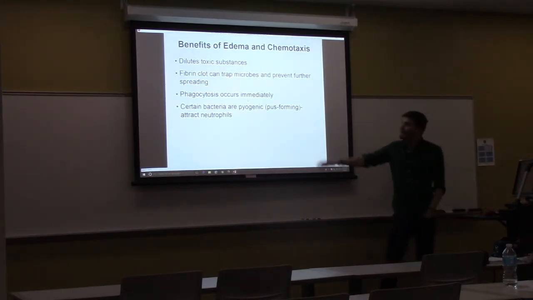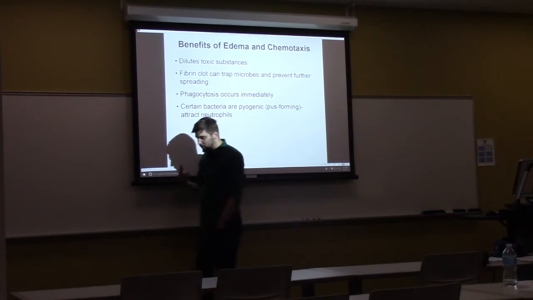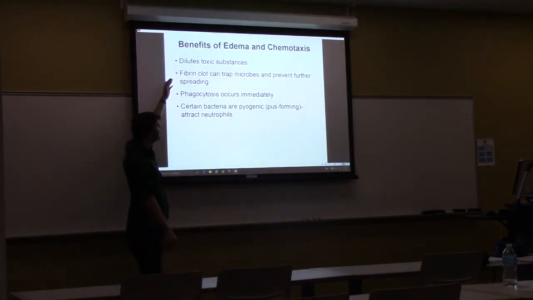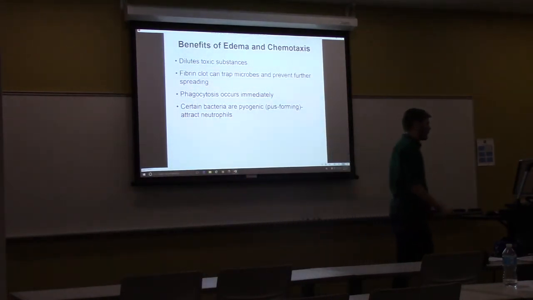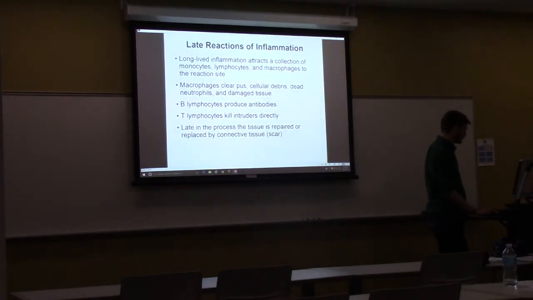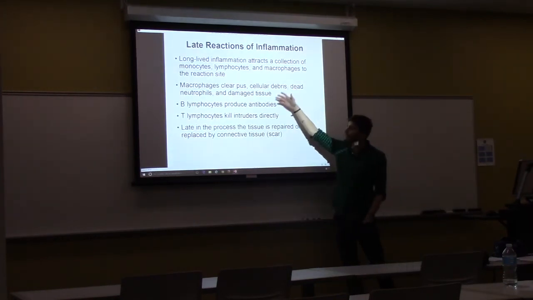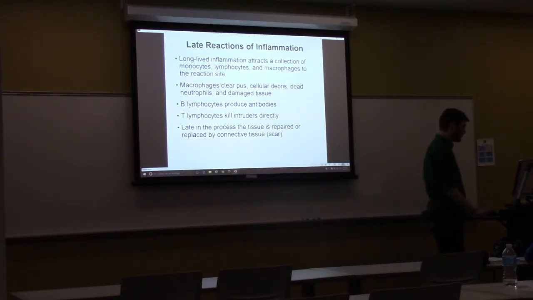So, having this inflammation and edema allows for the attraction of immune cells to the area, but it also dilutes out any toxins that are present, allows for clotting, and gives more volume for phagocytosis to occur. And again, if the neutrophils don't get it under control, then the macrophages, B cells, and T cells can come in and start to fight off the infection even more.